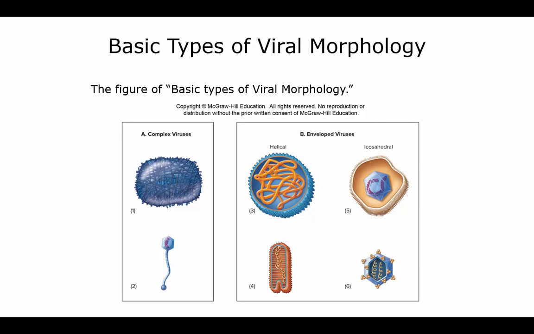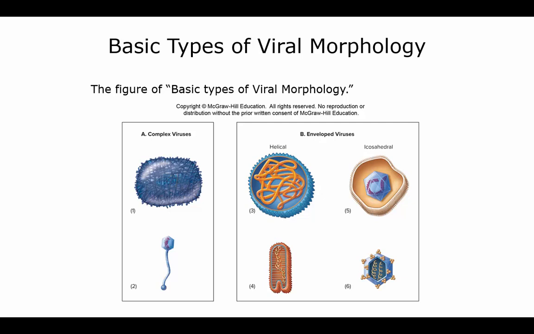There are several different types of viral morphology. Here on the left in figure 1, that's a pox virus. And in figure 2, down at the bottom, is the flexible-tailed bacteriophage. Those are considered complex viruses.